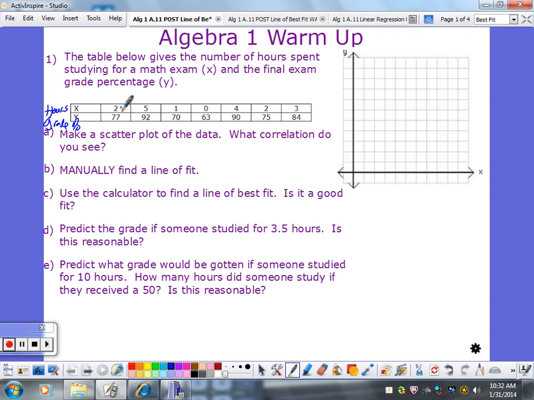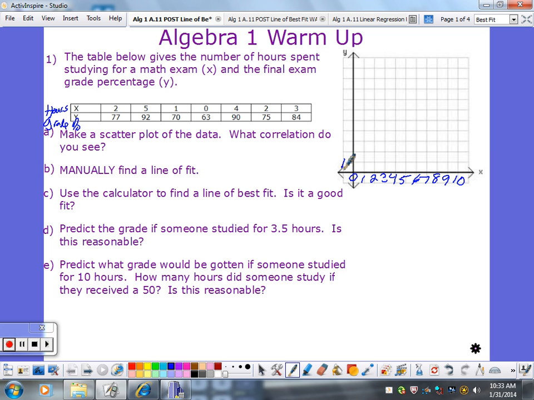Somebody else studied for 5 hours, got a 92%. So we have to put this on our scatter plot. Hopefully you got a chance to do this. Now, we didn't put any units on here, so we have to figure out units. I look at my lowest value and my highest value for my x's, my hours, 0 through 5. So we can go by ones. You might be able to skip a line, make it maybe slightly easier to read. But anyway, these are our hours.